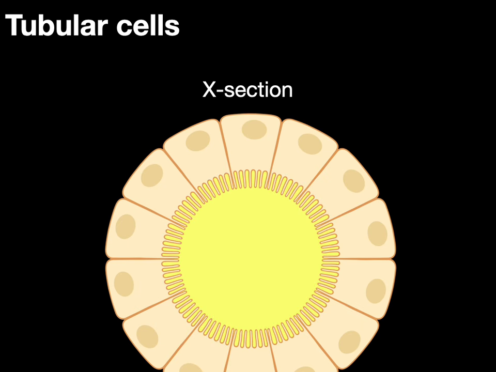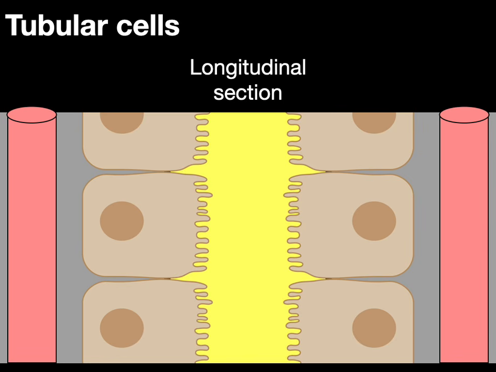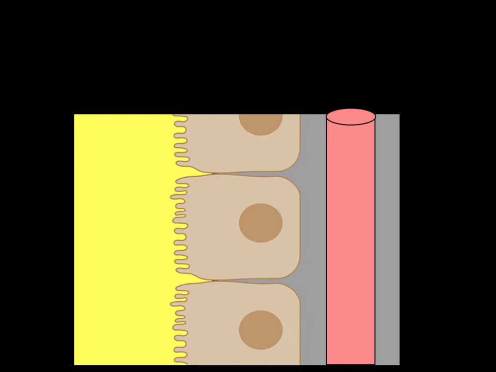This is what the tubular cells look like in cross-section. This is what the tubular cells look like in longitudinal section. And to simplify, we're just going to show one half. So this is a general tubular cell. This could be proximal tubule, loop of Henle, distal tubule, or collecting duct.